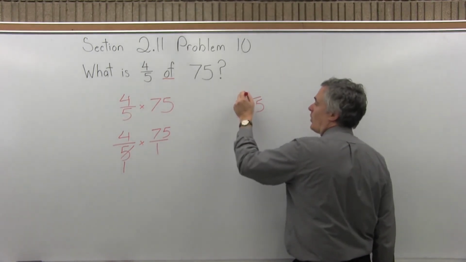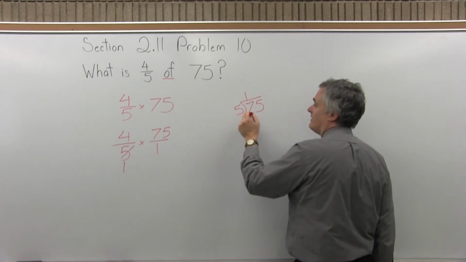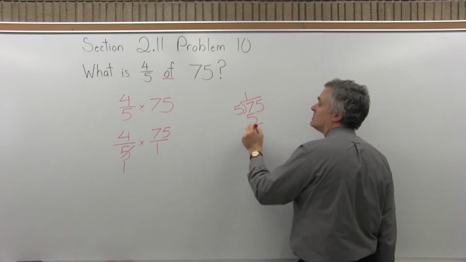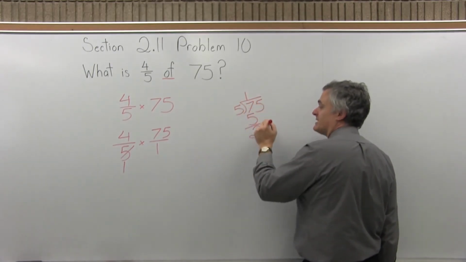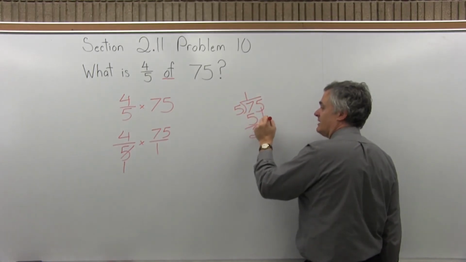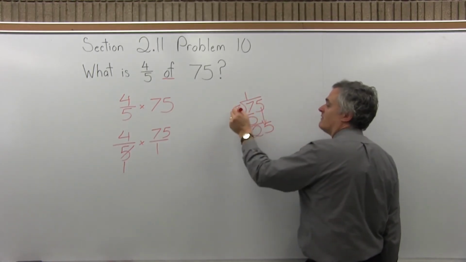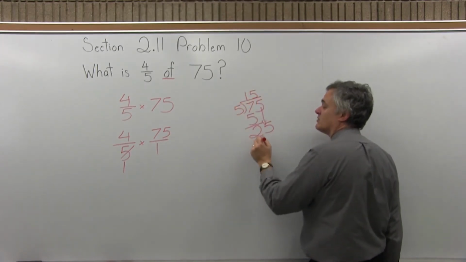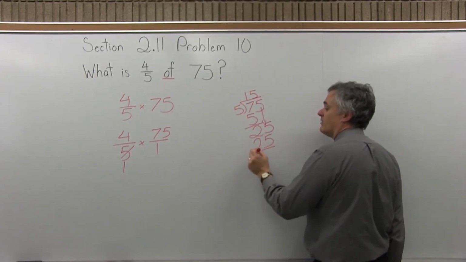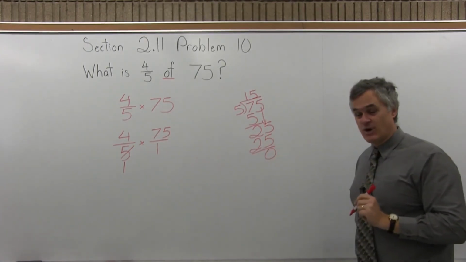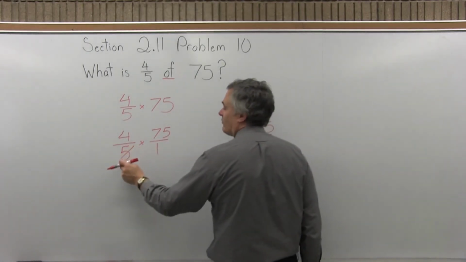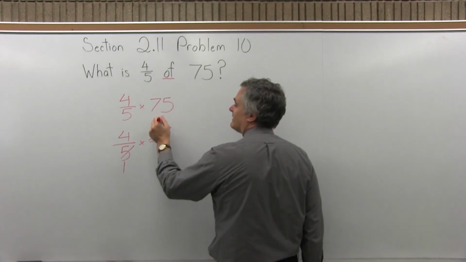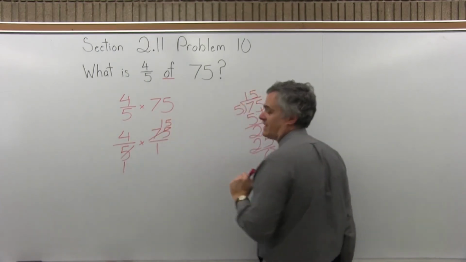Well, it goes into 7 once. 1 times 5 is 5. Then I do 7 minus 5 is 2. Bring down the next digit. This 5 comes down and goes next to the 2. 5 goes into 25 perfectly 5 times. 5 times 5 is 25. We subtract, and we get a remainder of 0. So 5 goes into 5 once. 5 goes into 75 15 times.